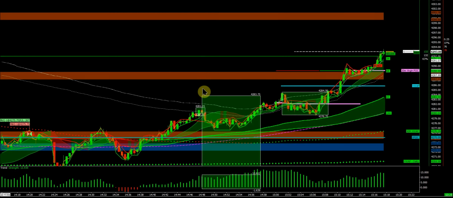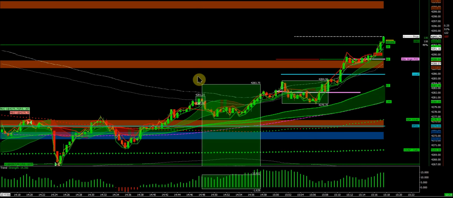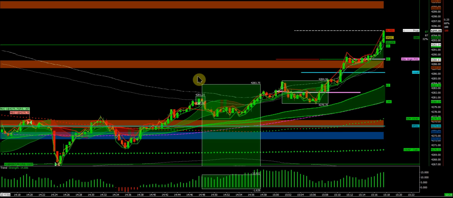We're continuing to go up, so I don't see any reason to get out of that long trade. Anyway, I hope this is helpful. This is the S&P. It looks very much similar if you're trading crude oil. The chart is very, very similar on crude oil, almost the exact same thing as it is here.